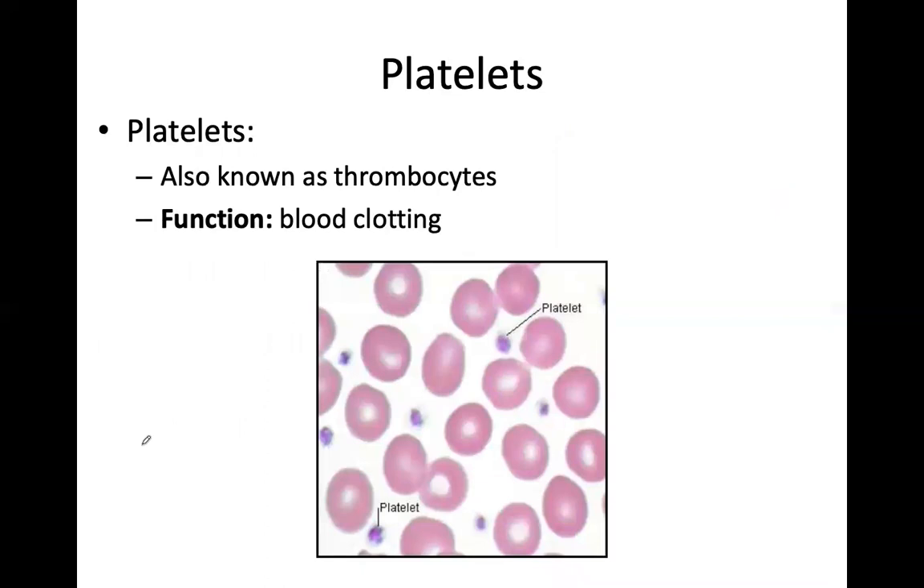Now we're going to end our lecture by looking at platelets. Platelets are cell fragments, and they're not actually full cells. Another way to call them is thrombocytes. If you compare the sizes, these pink dots you see are your red blood cells, and these smaller fragments between them are your platelets. The most important job, as I mentioned, is formation of blood clots with the help of a protein in your plasma called fibrinogen.